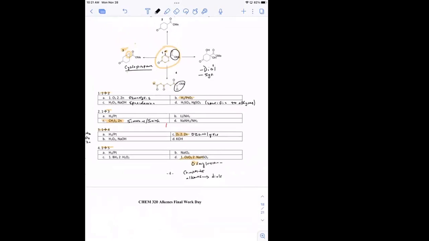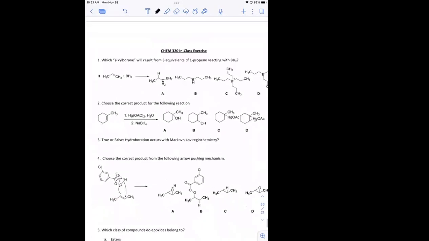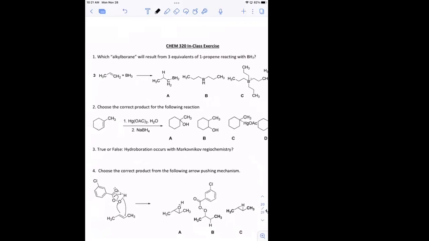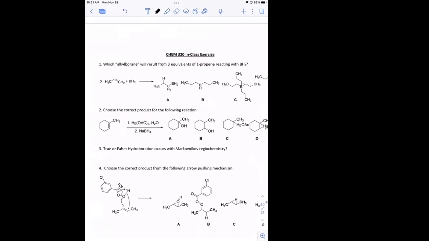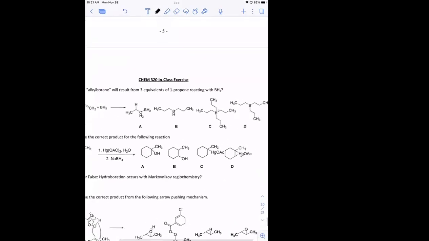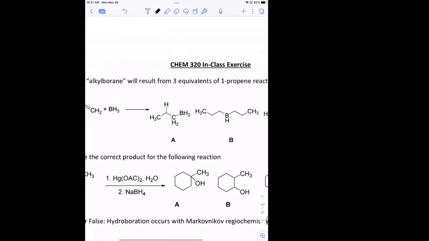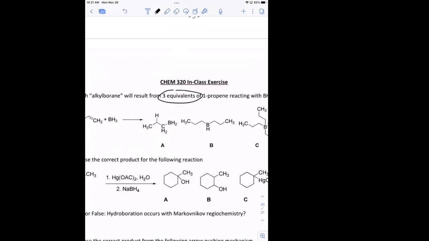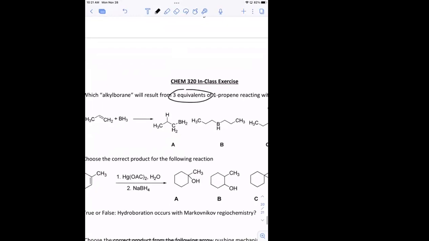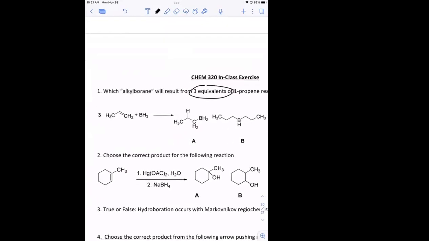All right, let's go to the next part of the handout, which is here. Number 1 is just that question is dealing with the stoichiometry of hydroboration. So anytime you do hydroboration, the ratio of alkene to BH3 is always 3 to 1. Right, and that's because that BH3.